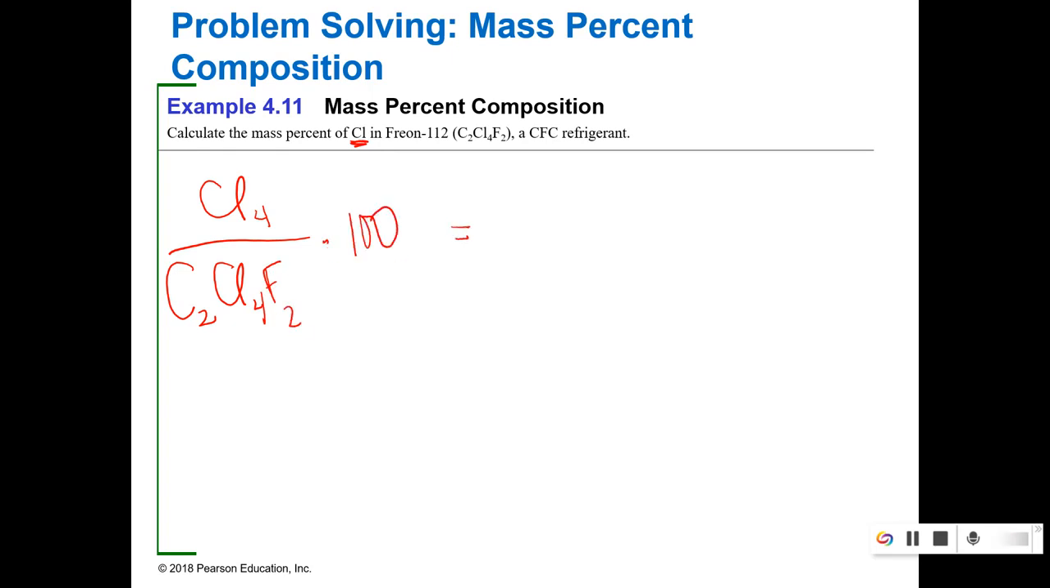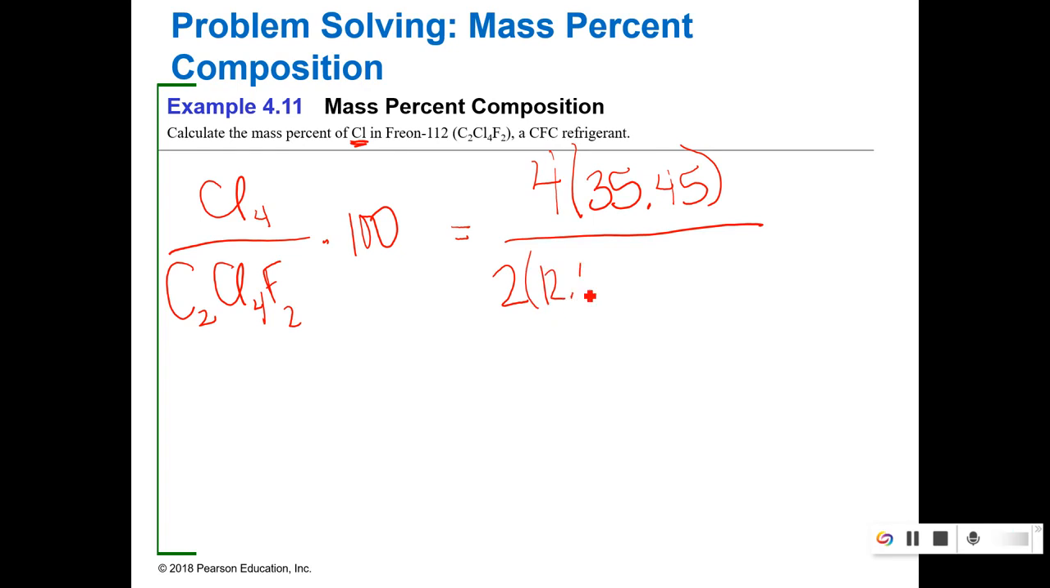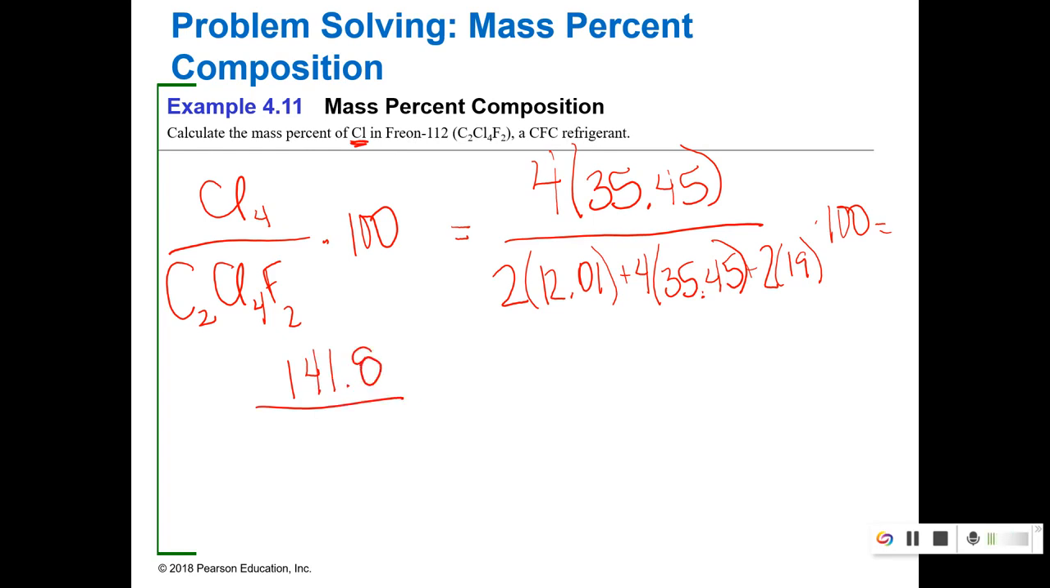This is what we're going to do. So I've got 4 times 35.45 divided by 2 times 12.01 plus 4 times 35.45 plus 2 times 19. Don't forget your times 100. I do suggest you go ahead and do the math first, so you get rid of all the parentheses.